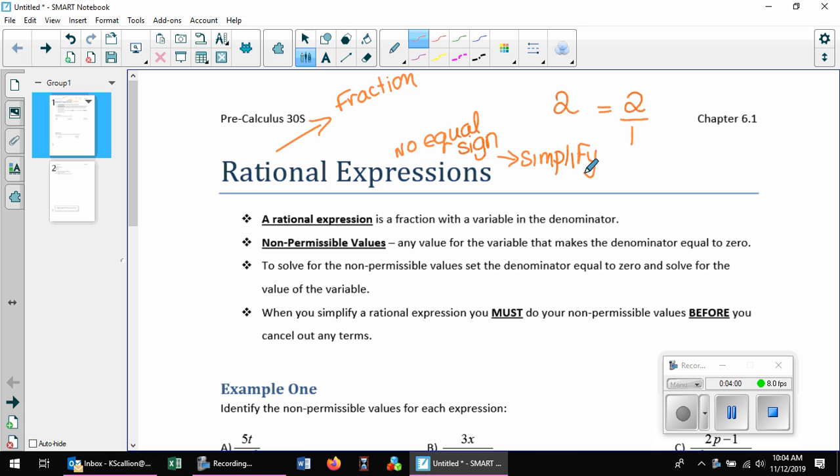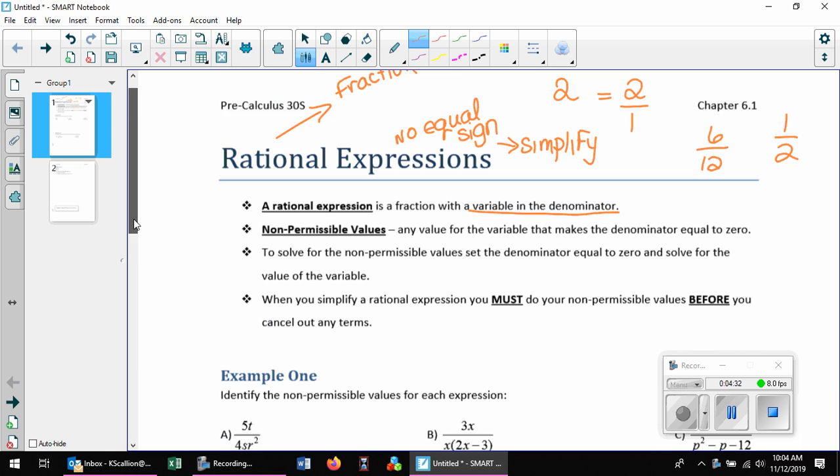Just like if I gave you 6 over 12, the only thing I can do with this is simplify it. And my simplification would be 1 over 2. You guys with me? So if it's an expression, the only thing we can do is simplify it. There's different rules for expressions and equations, so you've got to keep those straight. Right now we're just going to deal with expressions. So a rational expression is a fraction with a variable in the denominator. Easy peasy, you guys can do that, right?